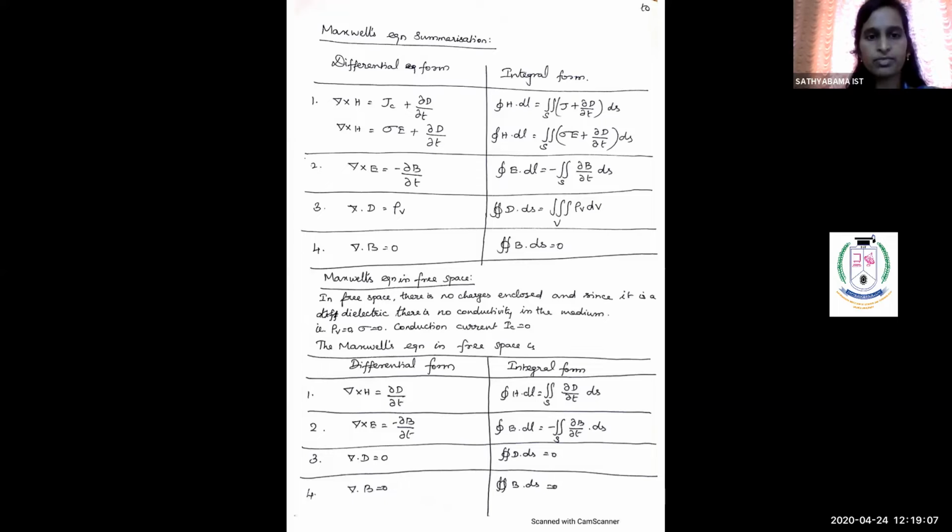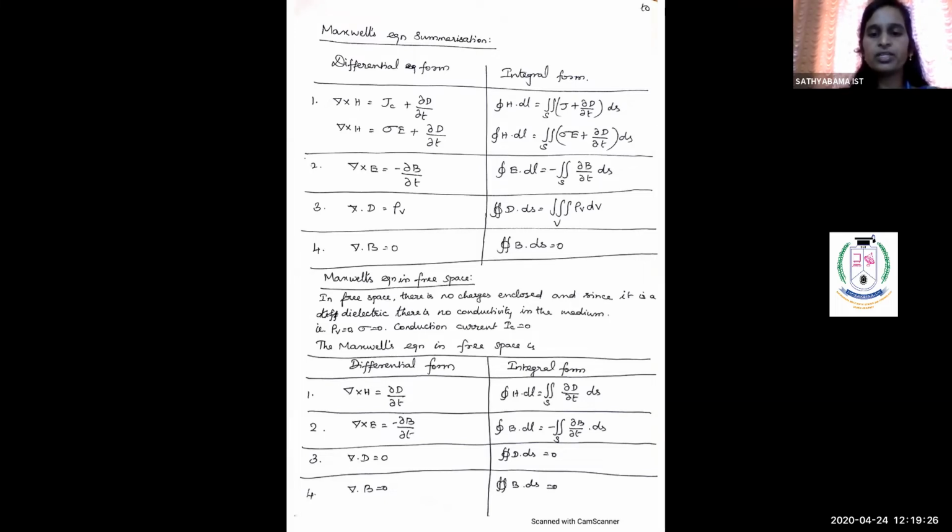When you substitute in the first equation, del cross H is equal to JC plus dou D by dou t, or otherwise sigma E plus dou D by dou t. In free space, I told you that sigma is 0. So what happens? Our first equation becomes del cross H is equal to dou D by dou t. This is the differential form in free space. That is our Maxwell's equation 1.